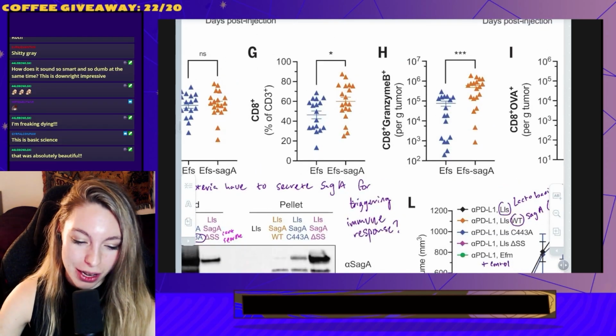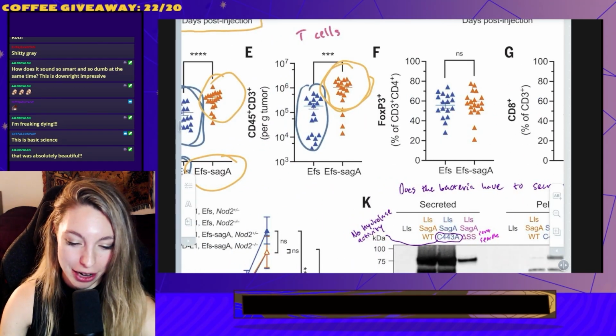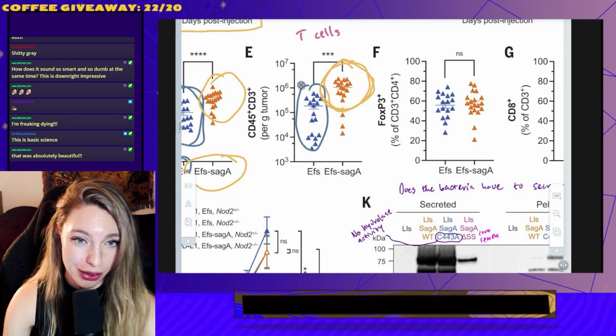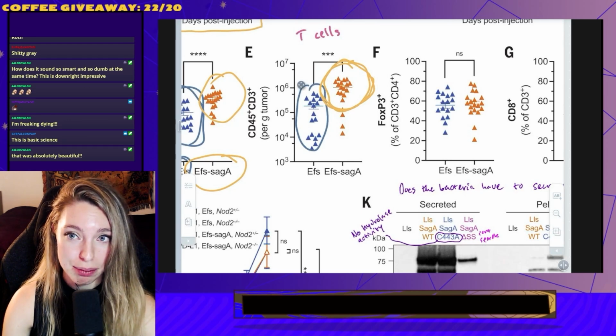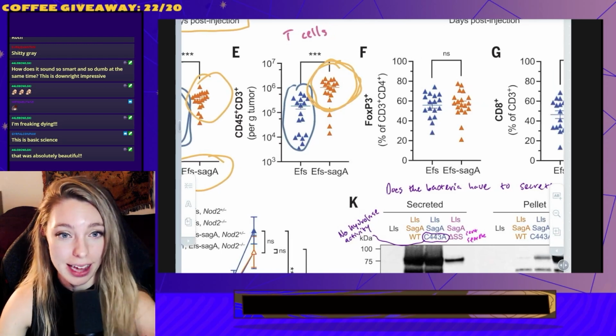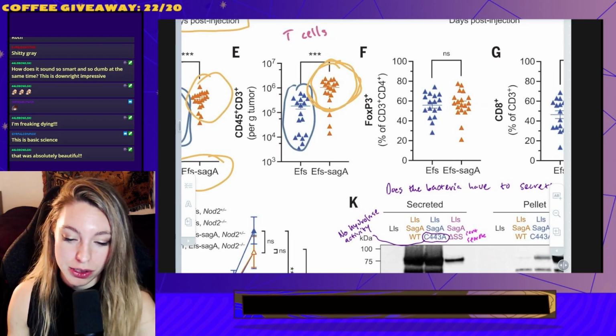Okay, anyways, so all right. We've established that in tumors with our SagA hydrolase, there are more T cells, which is good. These are the cells that would typically kill the cancer. And if there are more of them in the tumor, then this suggests that maybe they're the cells that are killing the tumor. And maybe SagA is somehow triggering the recruitment of T cells into the tumor.